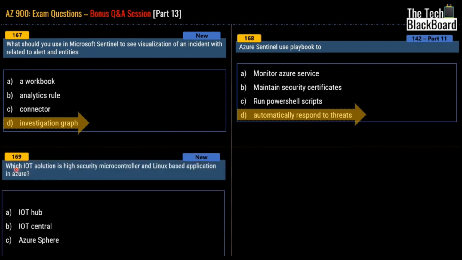Now let's move to question number 169. This one says, which IoT solution is a high security microcontroller and Linux based application in Azure? Is it IoT Hub, IoT Central, or Azure Sphere? The correct answer for this question is Azure Sphere. Now let's go to the Microsoft site to validate our answer.